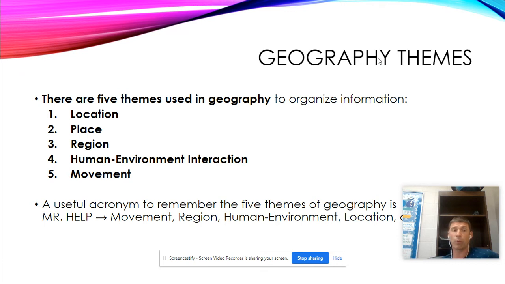These 5 words here are really important. 5 themes of geography: location, place, region, human-environment interaction, and movement. We're going to go through each one of those. Some say the best way to remember this is Mr. Help. You can see that down here at the bottom.